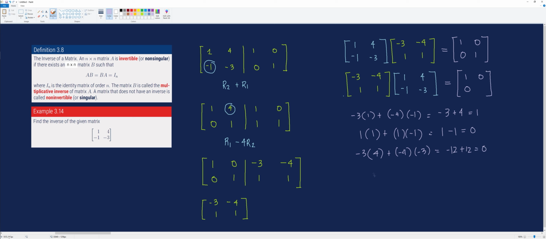And for the last cell, we have 1 times 4 plus 1 times negative 3. So this is equal to 4 minus 3, which is equal to 1. So both ways generated an identity matrix. Therefore, this is the inverse of our original matrix.